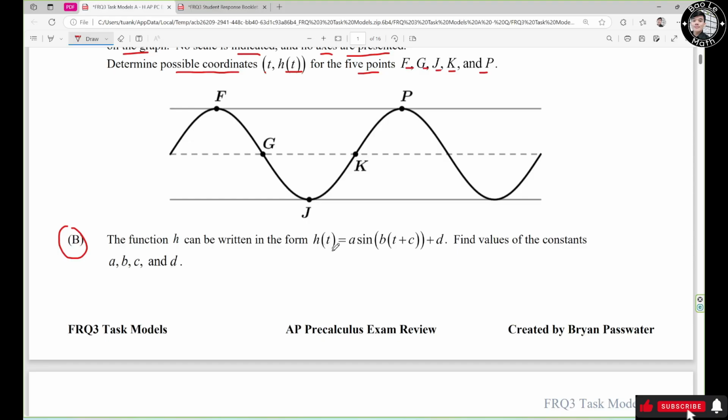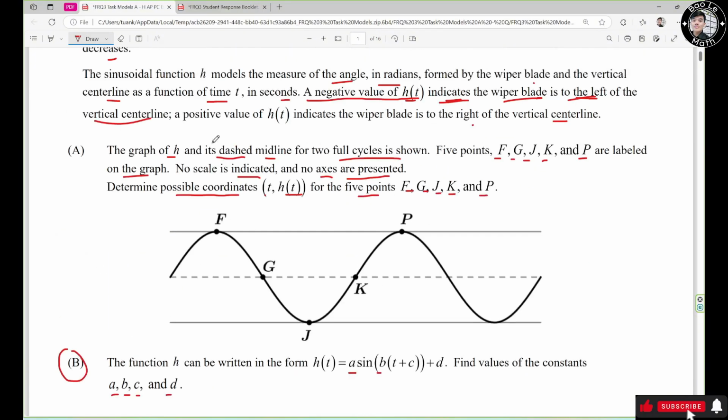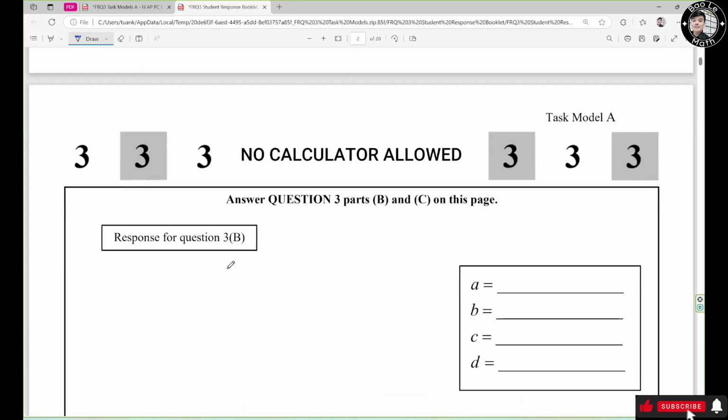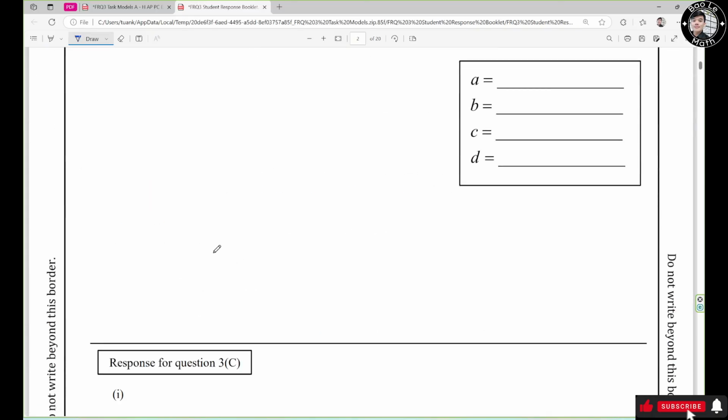The function h of t is written as a sine of b times t plus c, plus d. Find values of the constants a, b, c, and d. Now, you need to answer the question right here: a, b, c, d.